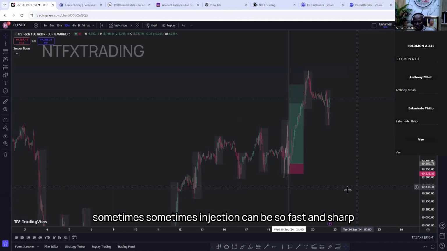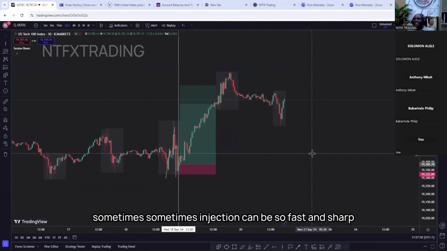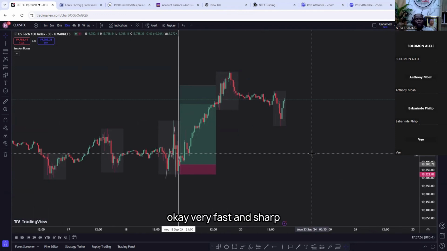Okay, sometimes injection can be very fast and sharp. Those are the type that we take for a buy. We take the opposing supply that caused that injection. It will take it out.